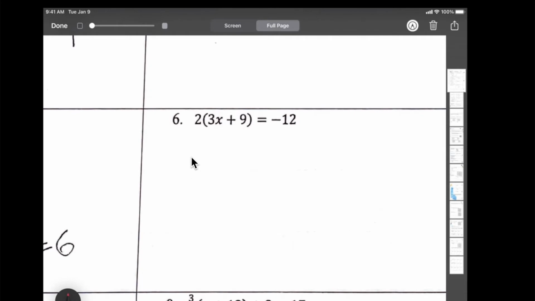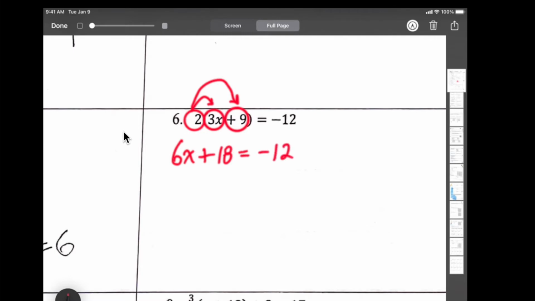Okay, here's our next problem, number 6. Similar situation. We cannot solve this until we distribute. How do we distribute? We take the entire number, including its sign, we put a circle around the first term, and we multiply the 2. 2 times 3x is going to give us 6x. We now do the same thing with the second term, including the sign. 2 times positive 9 is going to give us positive 18, and we now have that equal to negative 12.